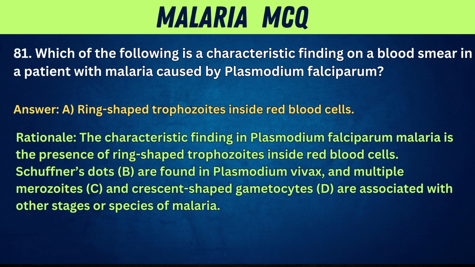Rationale: the characteristic finding in Plasmodium falciparum malaria is the presence of ring-shaped trophozoites inside red blood cells. Schaffner's dots, B, are found in Plasmodium vivax, and multiple merozoites, C, and crescent-shaped gametocytes, D, are associated with other stages or species of malaria.